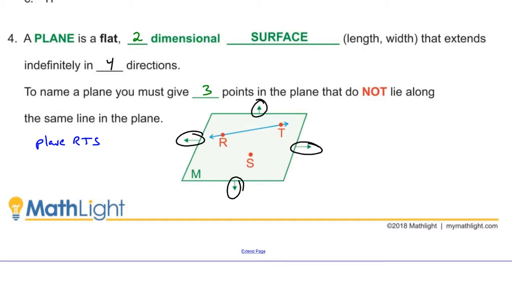Now, it was important, though, that they were not along the same line, and I'll mention that one more time in a minute. Also, sometimes planes will have just a letter without a point designation, and that's a shorthand to naming the plane, so we can call this plane M. Now, here's the key to everything about the 3 points not being on the same line. If I had a point here A and a point here B and a point here C, if I say plane ABC, I have no clue what plane you're talking about.